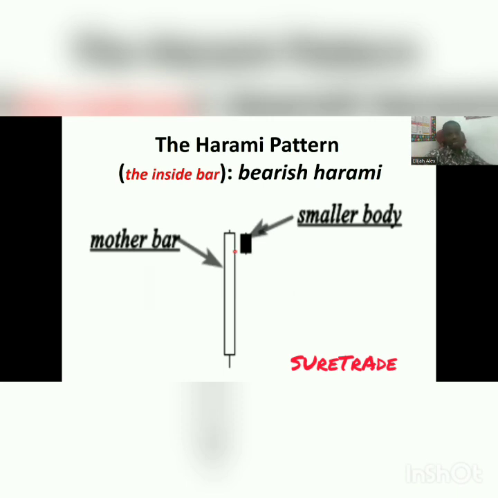Sorry, okay, let me quickly explain the second Arami pattern, which is the bearish Arami pattern. This is always the mother. The bull candlestick is the mother, while the bearish candlestick is the baby. It occurs mostly at the key level, which is known as the resistance level. It means that the market was trending up. Now it's about to go downward because of this baby here.